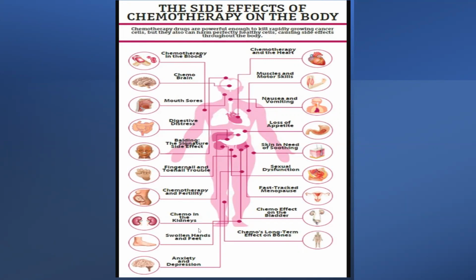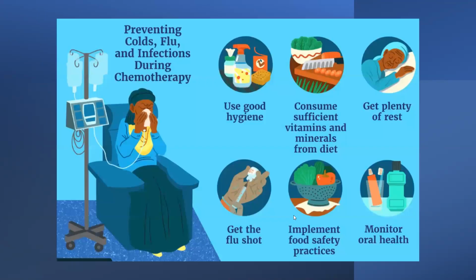Chemo in the kidneys can occur, some kidney failure, swollen hands and feet, anxiety and depression. Chemotherapy and the heart, it includes the muscle and the motor skills, nausea, vomiting, loss of appetite, skin in need of soothing always, and sexual dysfunction occurs, fast-tracked menopause occurs, chemo effect on the bladder occurs, and the chemo's long-term effect on the bones also takes place.